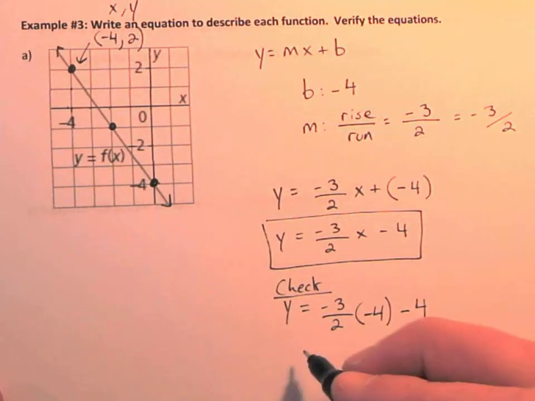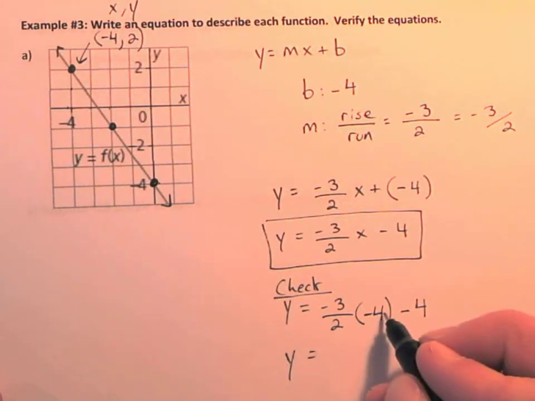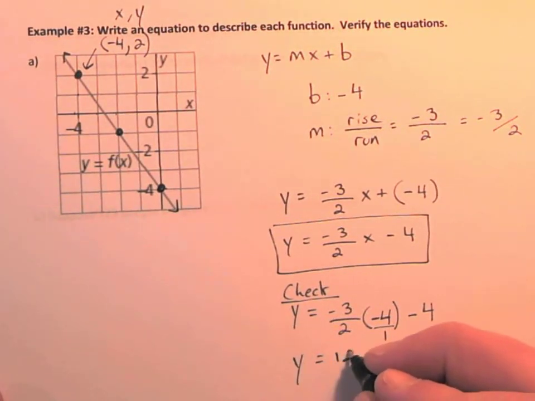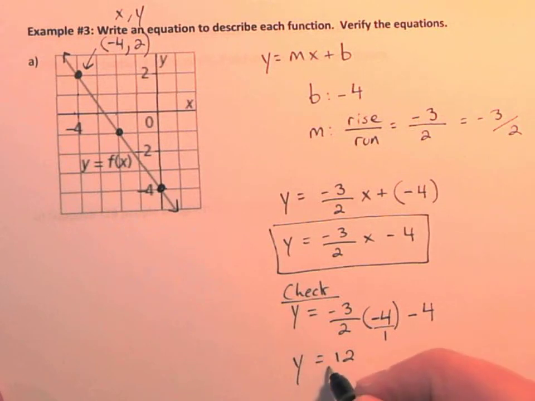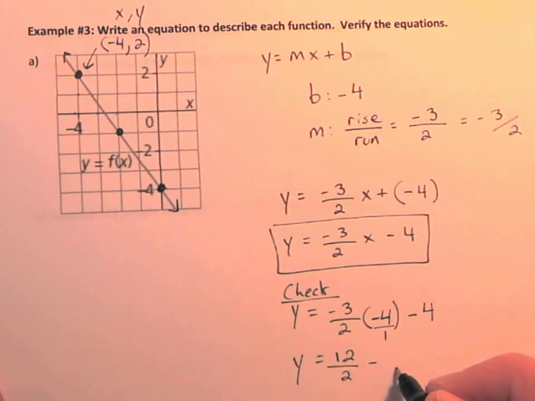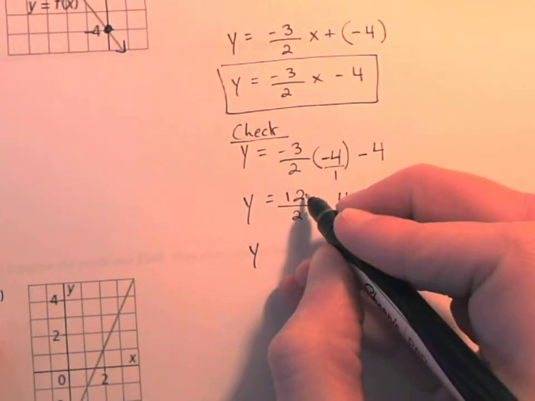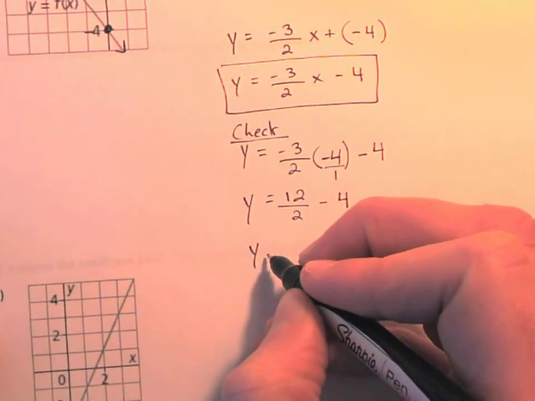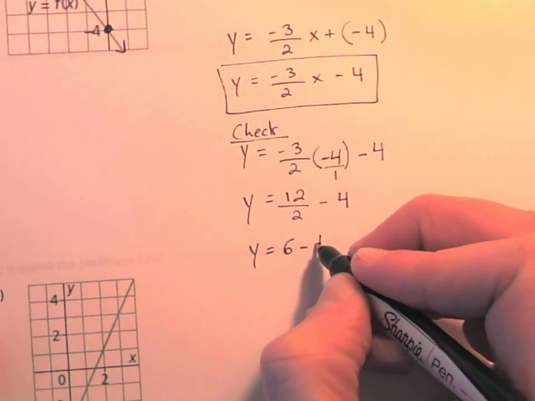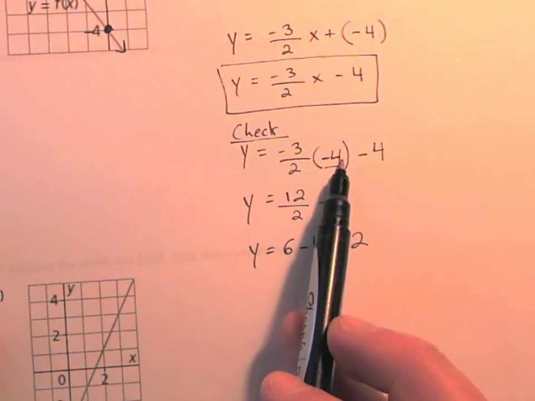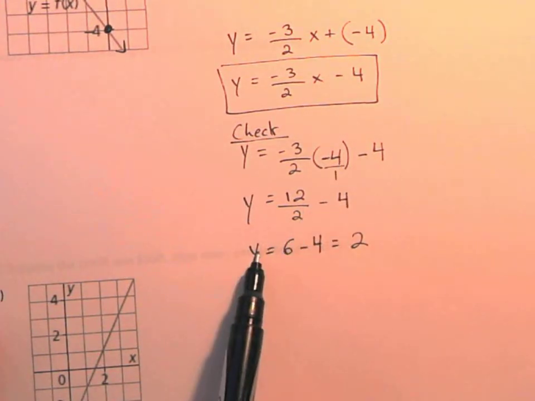minus 4. Now we have to do a little bit of math. -4 we can write as -4 over 1. When you're multiplying two fractions, you go the top times the top and the bottom times the bottom. So -3 times -4 gives us positive 12. 2 times 1 gives us 2. Then we can just write that -4 again. We know 12 over 2 can be simplified to the number 6, and 6 minus 4 is just 2. So when x is -4, our y value ends up being 2.